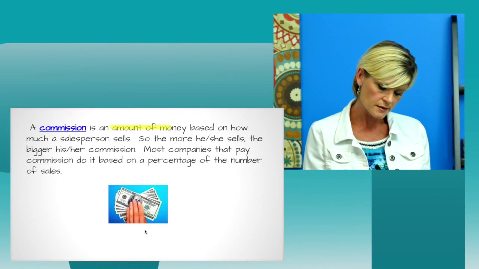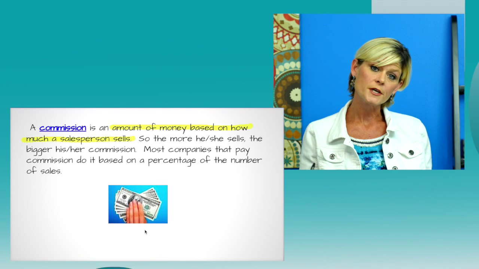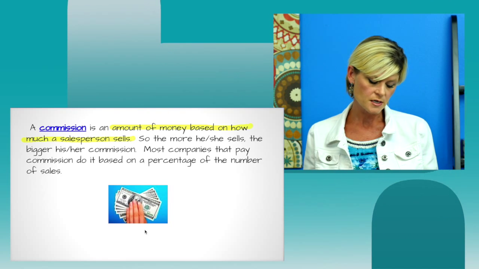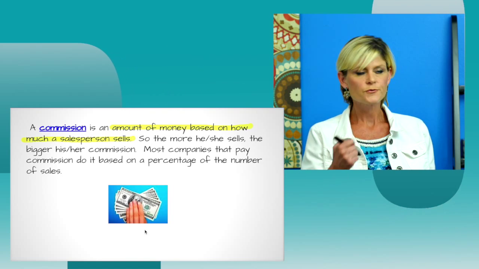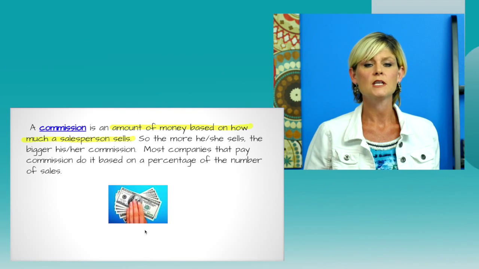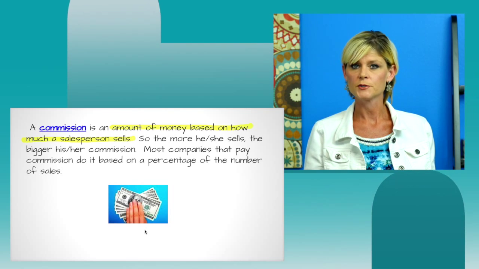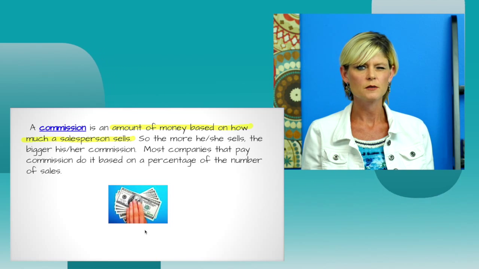Let's start off with a definition of what a commission is. A commission is an amount of money based on how much a salesperson sells. So the more he or she sells, the bigger his or her commission. Most companies that pay commission do it based on a percentage of the number of sales. For example, my father is a real estate agent, and every time he sells a house, he gets a percentage of the cost of that house, and that's how he gets paid. And that's what a commission is. Let's take a deeper look.